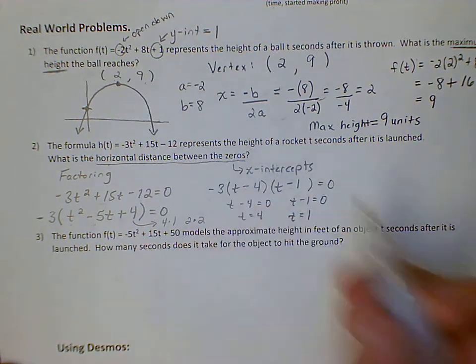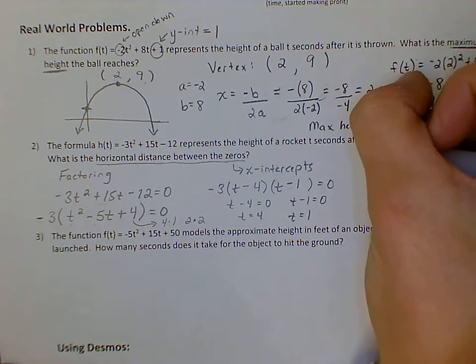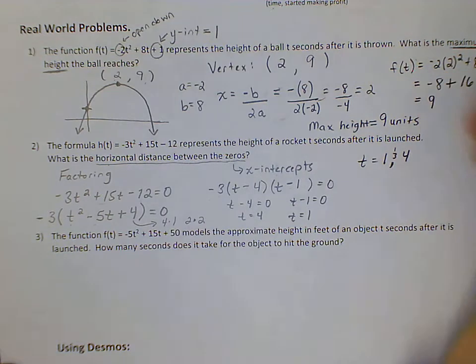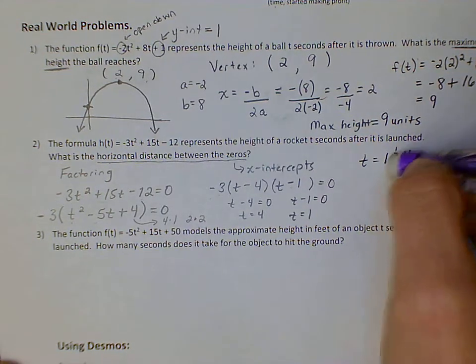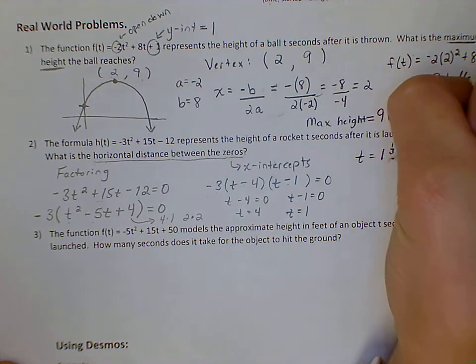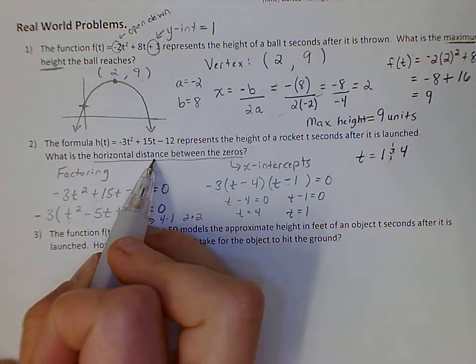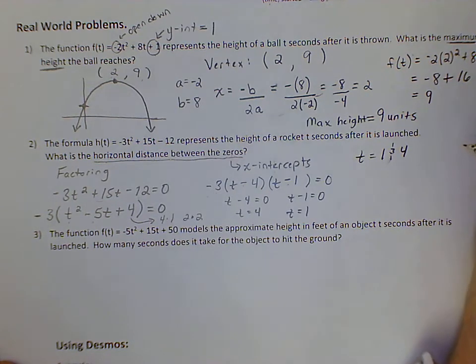Those are your x-intercepts. So I know that it's going to cross the x-axis, and I'm going to put them in numerical order at 1 and 4. Okay, but that's not actually what this is asking for. But this will help. So if you go back and look, it says, what is the horizontal distance between the zeros? So think about it.